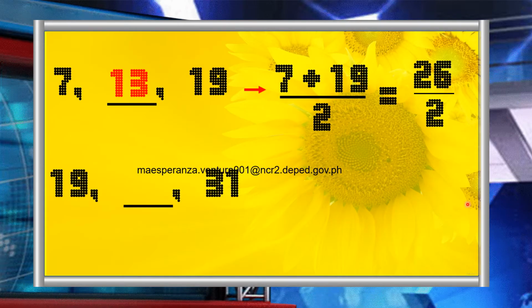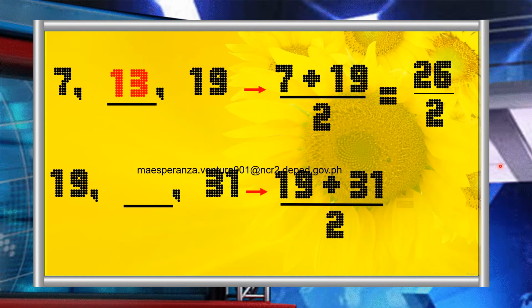Now let us try 19 and 31 and look for the arithmetic mean between them. Again, we simply add 19 plus 31 divided by 2. And we get 50 divided by 2, which is 25. Therefore, 25 is the arithmetic mean between 19 and 31.